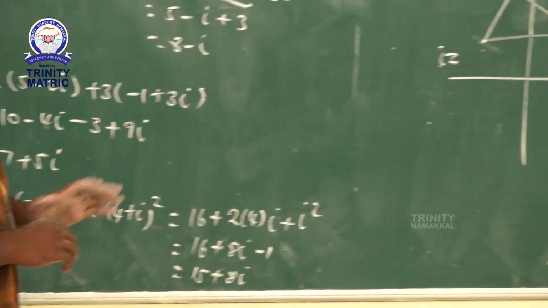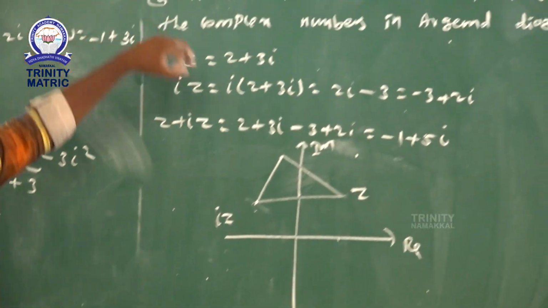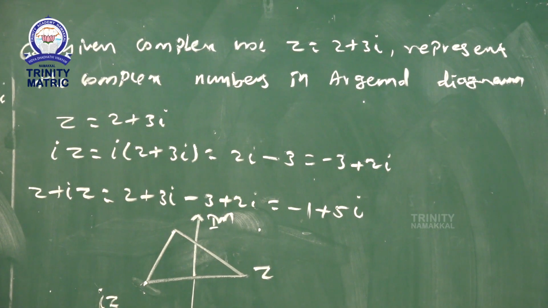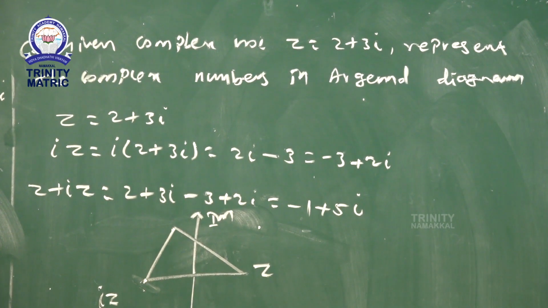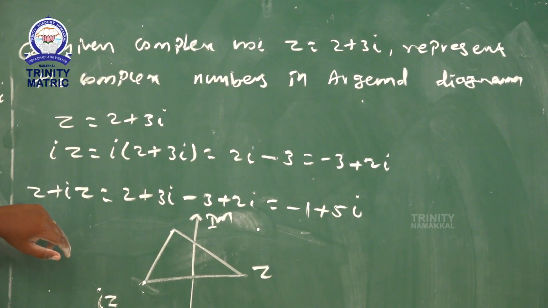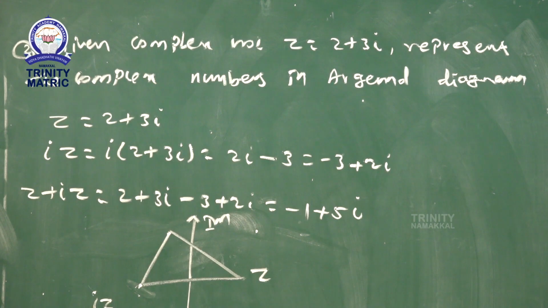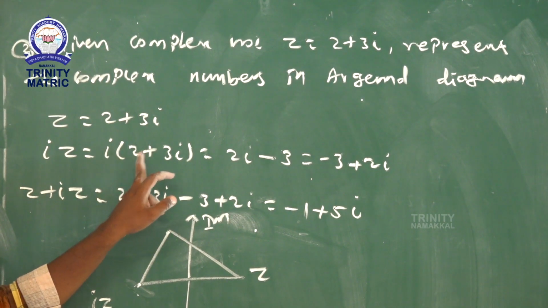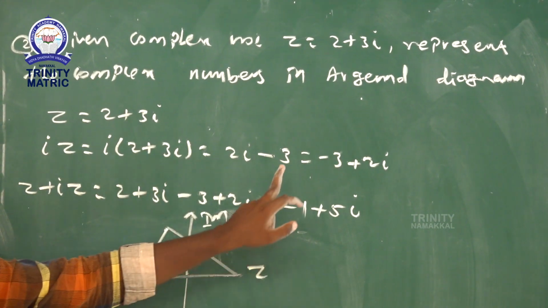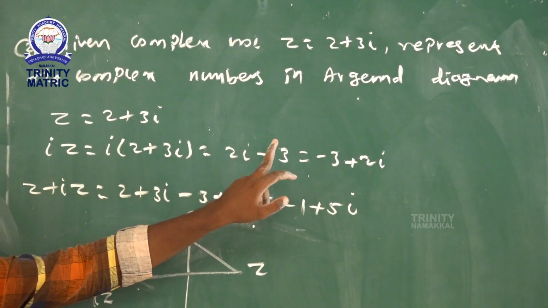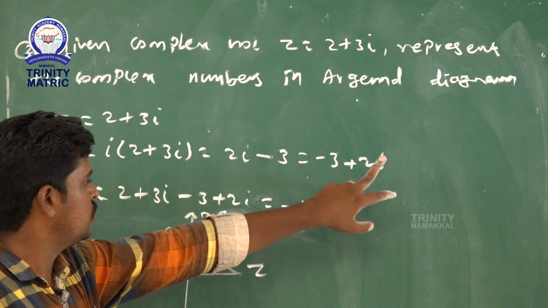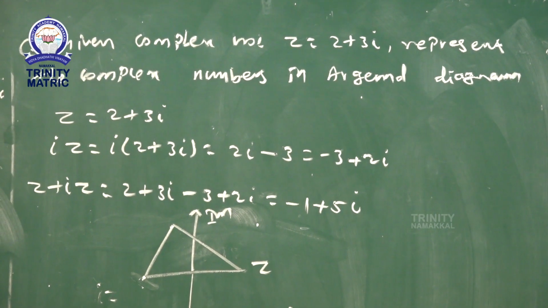Next, the remaining sums are homework. Next, the second question: given the complex number z equal to 2 plus 3i, represent the complex numbers in the Argand plane. Argand plane means coordinate plane, the real and imaginary axis plane. First, the given term z equals 2 plus 3i. Next, find out iz. What is iz? i into z, where z is 2 plus 3i. 2 into i is 2i. Next, plus 3 into i into i, which is 3i squared, that means minus 3. Next, the real part should come first, so minus 3 plus 2i.